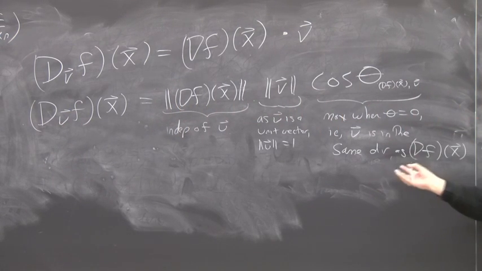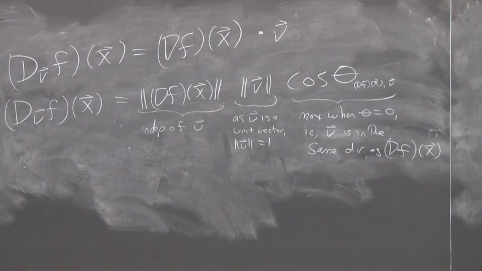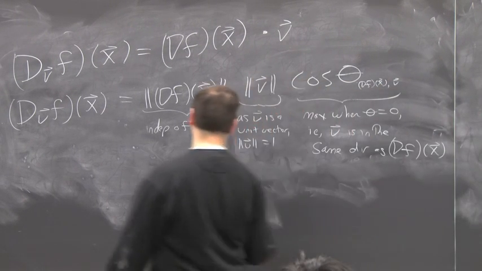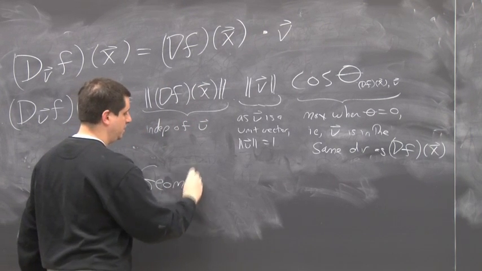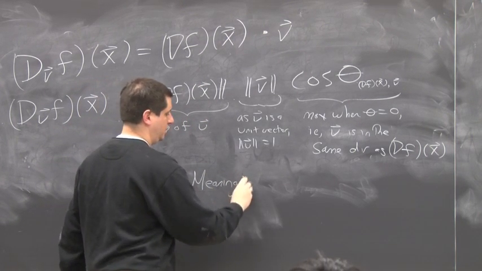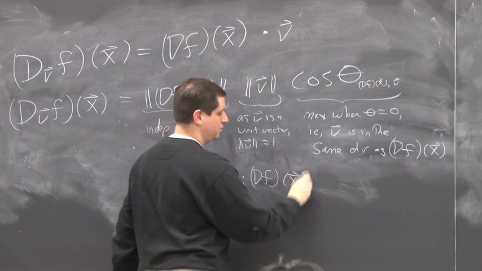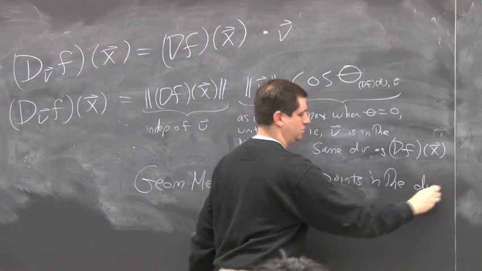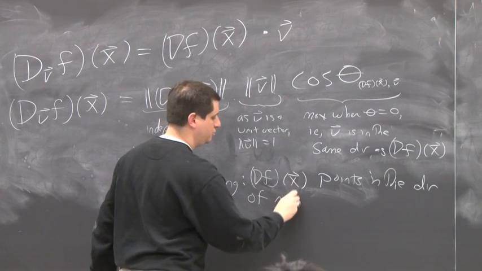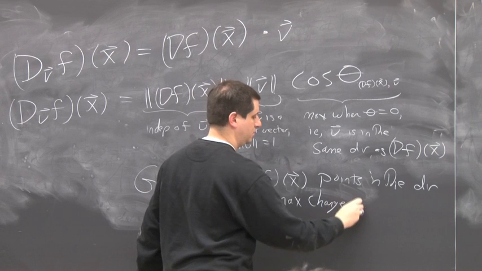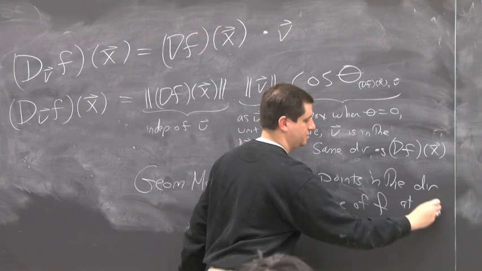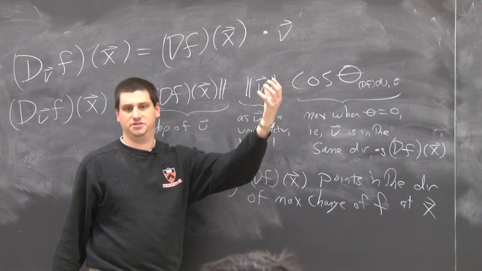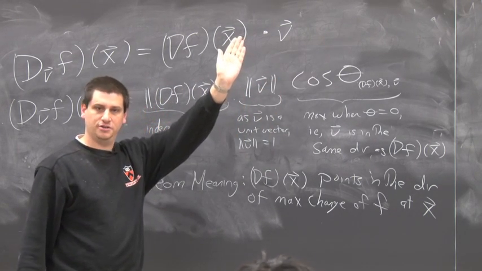Okay? This is wonderful. This is now a geometric interpretation of the gradient. The gradient tells us the direction to go for the maximum change. So the geometric meaning: grad f at x points in the direction of maximum change of f at x. So if I want to see which way to go to have f increase the fastest, I want to go in the direction of the gradient.